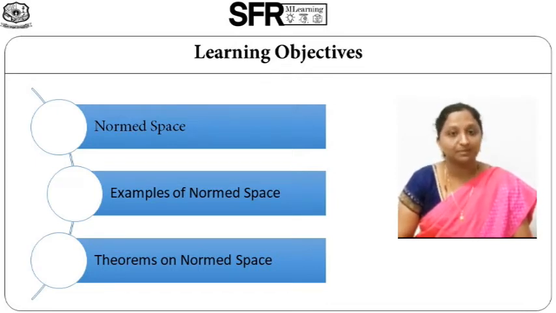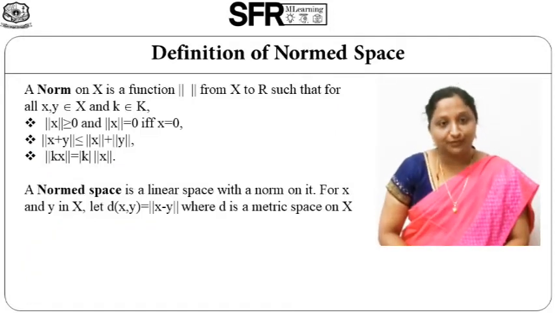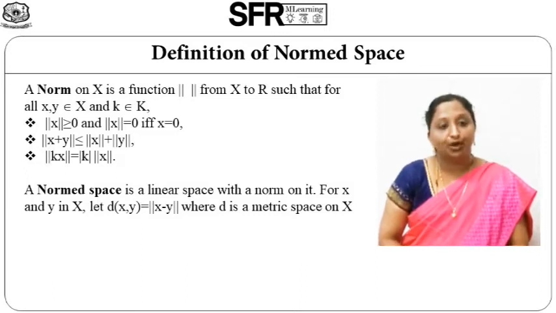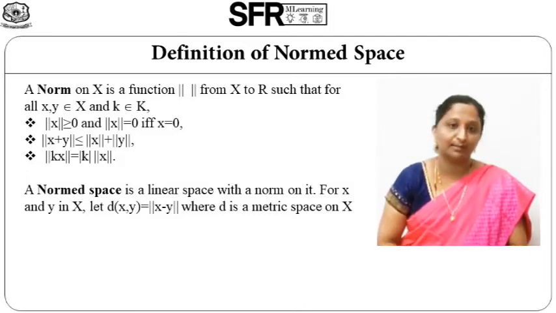That is, one is norm space, the next one is example of norm space, and the third one is theorems on norm space. First of all, I want to give the definition of norm space. A norm on X is a function norm from X to R such that for all x, y belongs to X and k belongs to K.